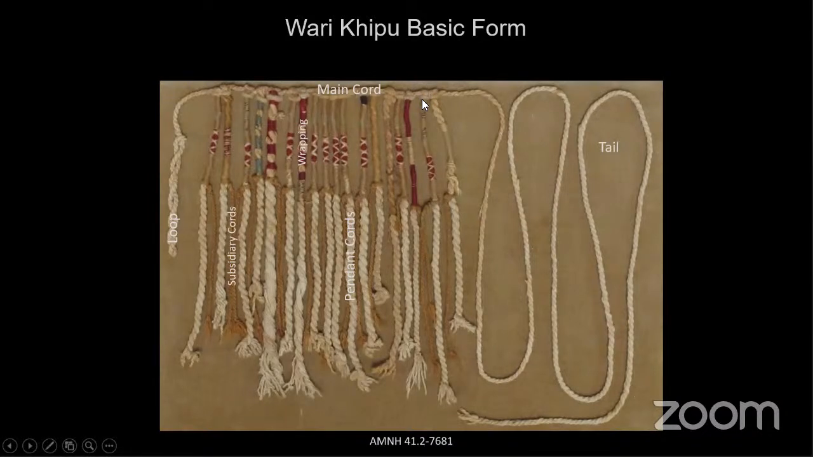Pendant cords can have subsidiary cords of their own, shown here, that can have their own subsidiaries. In this particular quipu, it only has main cord, pendant cords, and subsidiary cords, 1 level of subsidiary cords. It has its long tail and the loop start. So we would theoretically read Wari quipus beginning with the loop and ending with the tail.